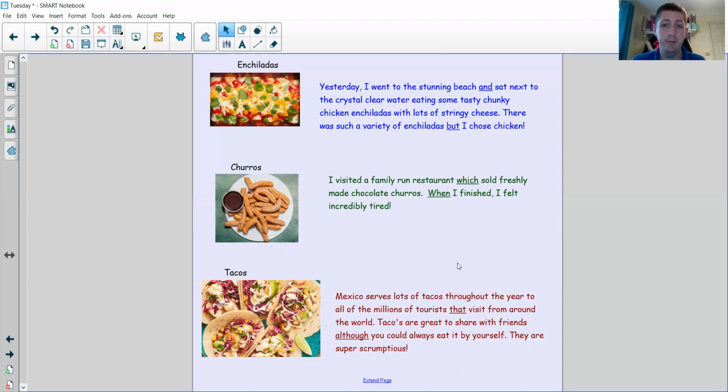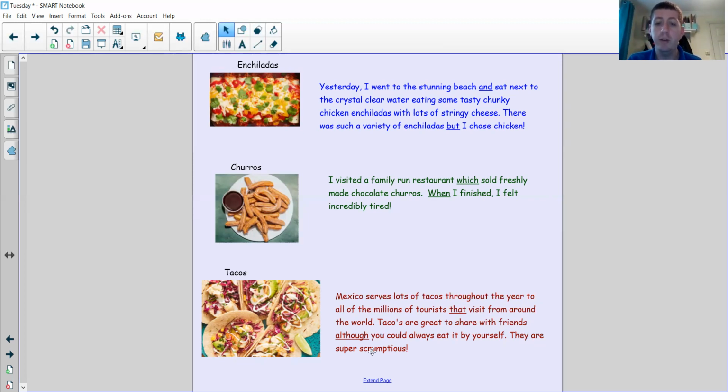It's complex. The second bit here, if you said, although you could always eat it by yourself, does that make sense by itself? Well, it doesn't, does it? Because you don't know what the person's talking about. So it's got to have the first bit of the sentence in order for that to make sense. So again, compound or complex? It's complex again. I could have rearranged the sentence and had although at the start. I could have said, although you could always eat it by yourself, tacos are great to share with your friends. So you can flip the sentence and start with the conjunction.